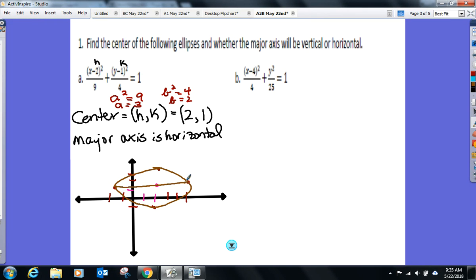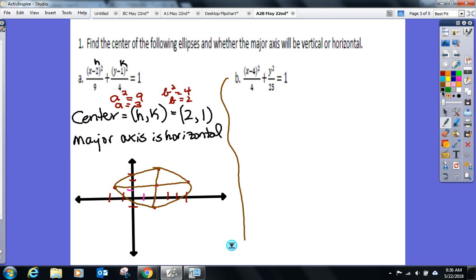Horizontal. There it is. There's the wider part. There's your major axis. And this one, the more narrow one, that's my minor. Okay? I'm just trying to show you what's coming up here. Everyone good? So these numbers right here, these are the distances squared.